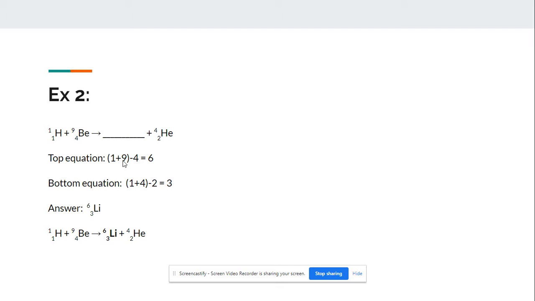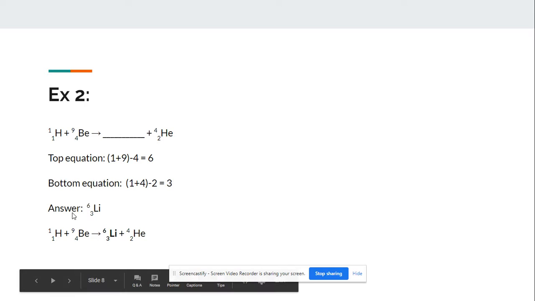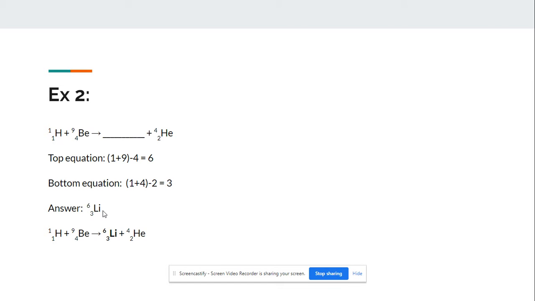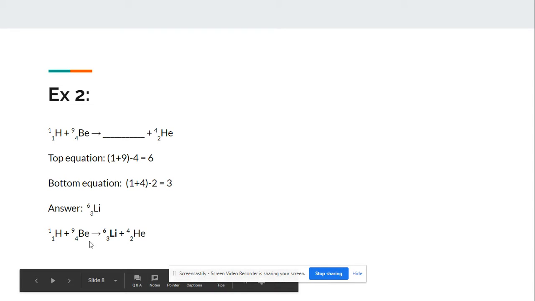So for the mass of the daughter nuclide, first I'm going to add together the mass numbers of the reactants, so 1 plus 9. And then I'm going to subtract the mass of the alpha particle, which is going to give me 6. For the bottom equation, I'm going to add together the two atomic numbers on the reactants, so 1 plus 4. And then I'm going to subtract the atomic number of the alpha particle, which is 2, which is going to give me 3. So my daughter nuclide has a mass number of 6 and an atomic number of 3, and atomic number 3 on the periodic table is lithium. So then this here would be my balanced nuclear equation.